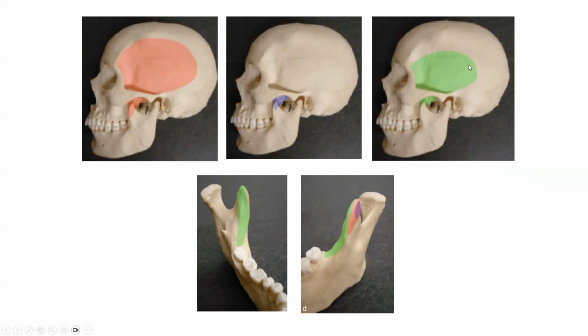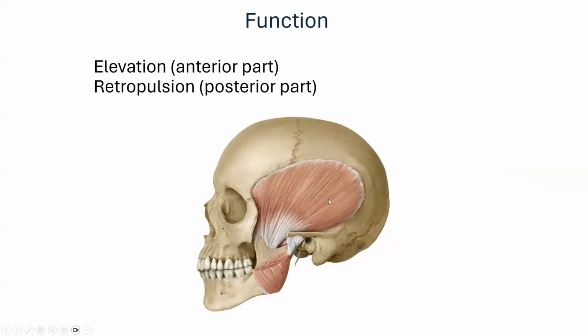So here we can see the origin and the insertion of the three parts. If we look into the function, the main function is elevation of the mandible. That is why it is among those three muscles which we call elevators of the mandible. And that is by the anterior part.